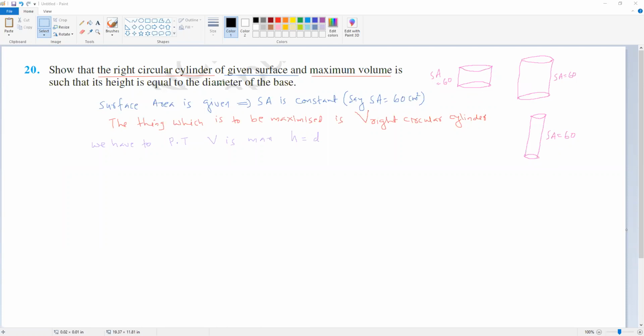So what the question is, out of these cylinders, the cylinder with the maximum volume will be obtained when the height is equal to the diameter of the base. Height और diameter equal है तो उसका volume maximum होगा करके proof करना है. Did you understand the question? सबसे पहले understanding the question is very important. The rest is very easy.